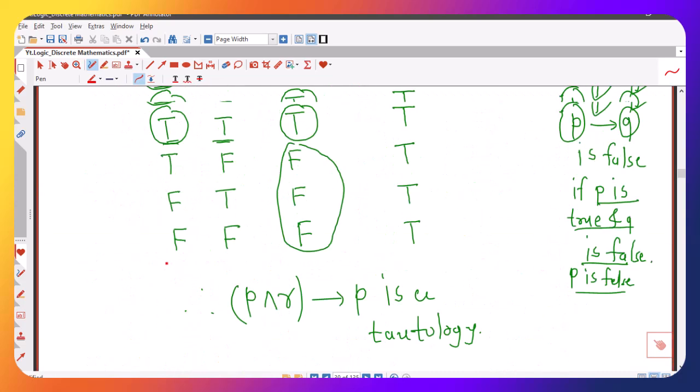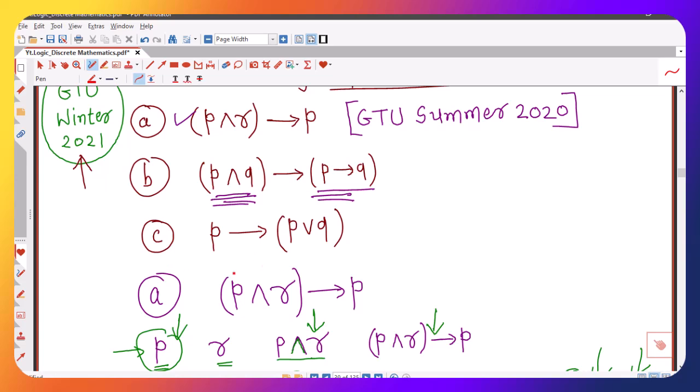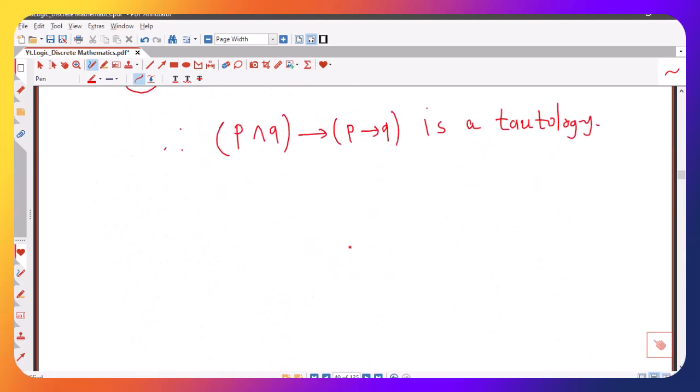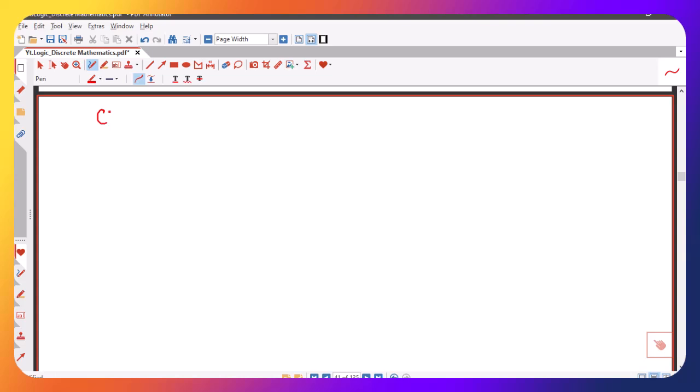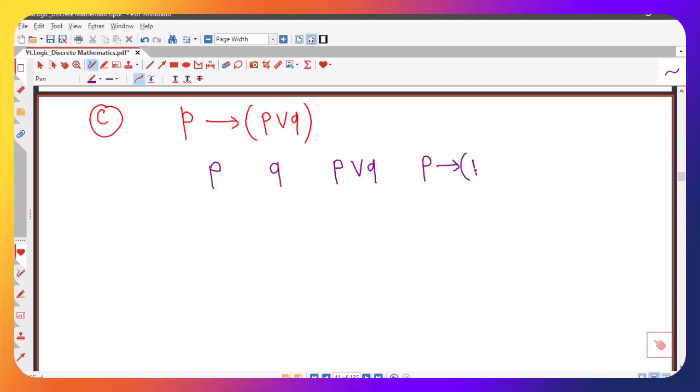And the third one is P implies P or Q. So let's check the third one: P implies P or Q. Here also we have to prepare the truth table for P, Q, then P or Q, and after that the column for P implies P or Q.